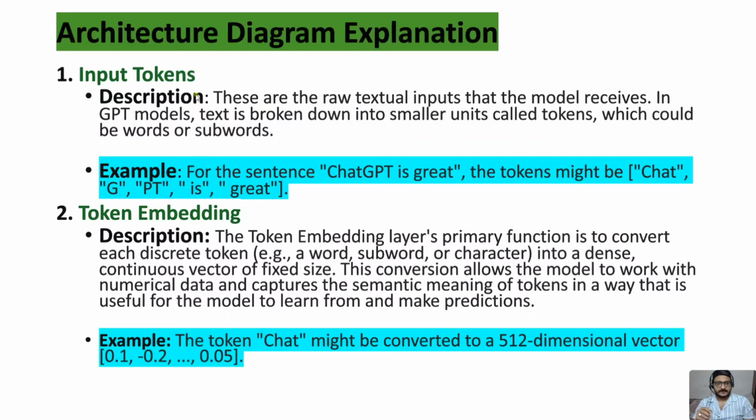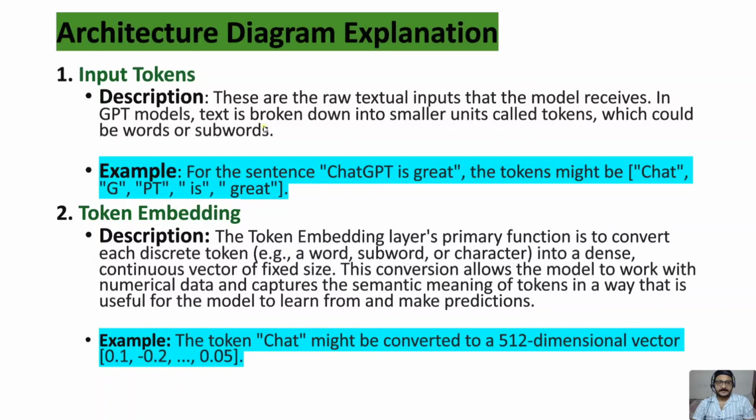So the first layer was input token. I'll go back to the architecture from time to time. So the first one was input token. The description, what it does: these are the raw textual inputs that the model receives. It means we are providing the input to the ChatGPT model.